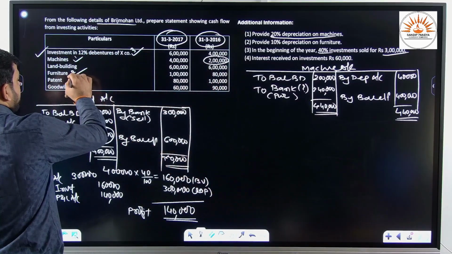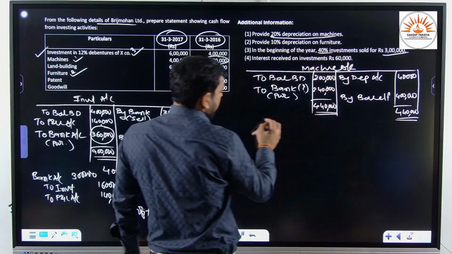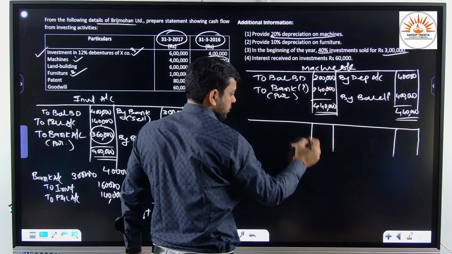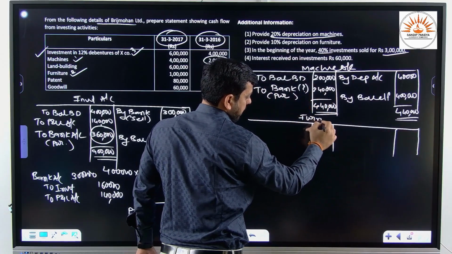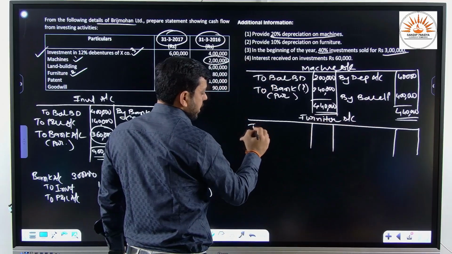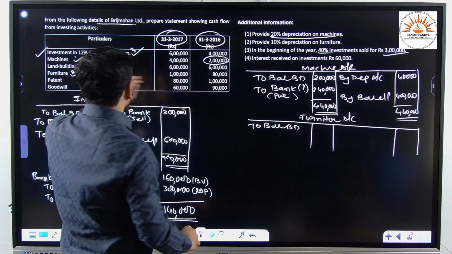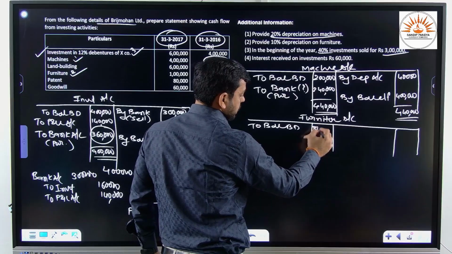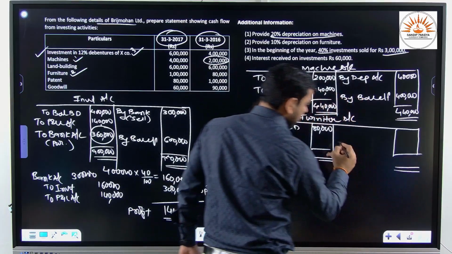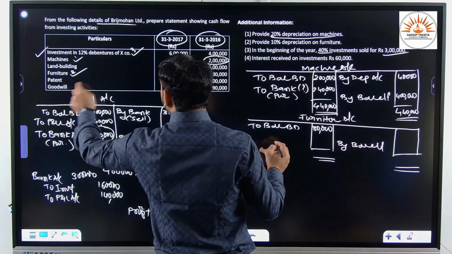Are we given any additional information about the furniture? Yes. That is, provide 10% depreciation on furniture. So in the same way we shall prepare furniture account, where we shall write on debit side to balance brought down, which is rupees 80,000. And closing value, that is given, by balance carry forward, that is rupees 1 lakh.